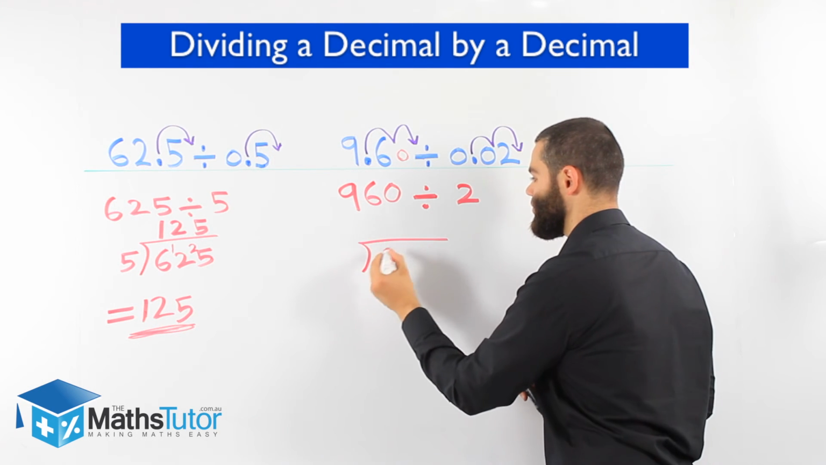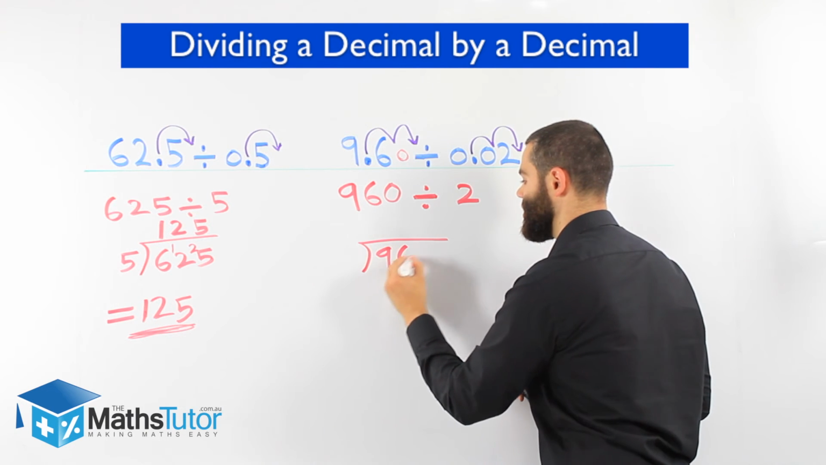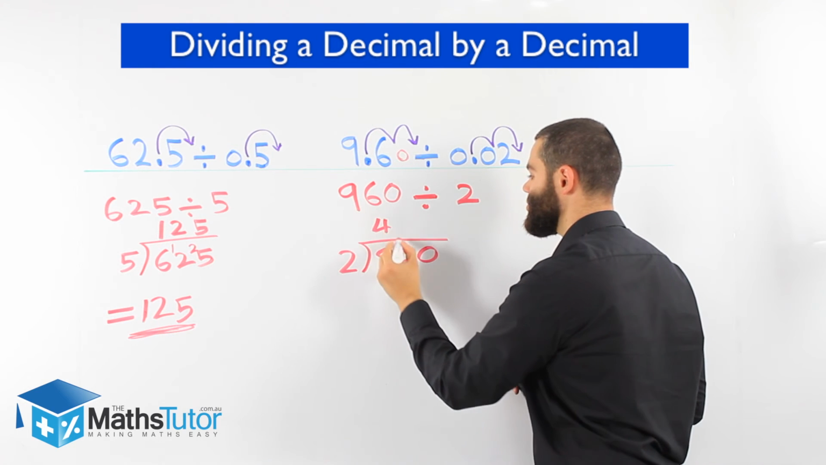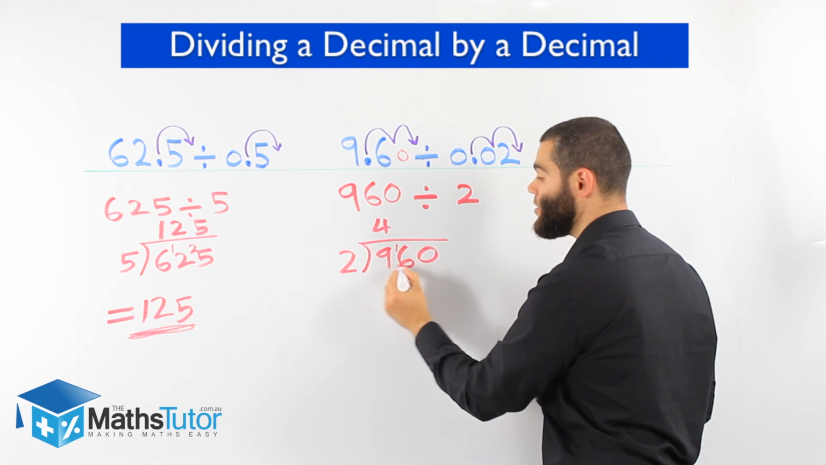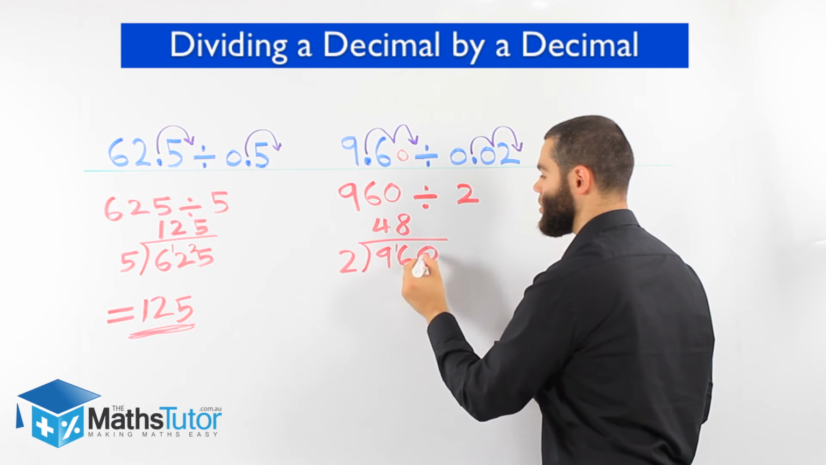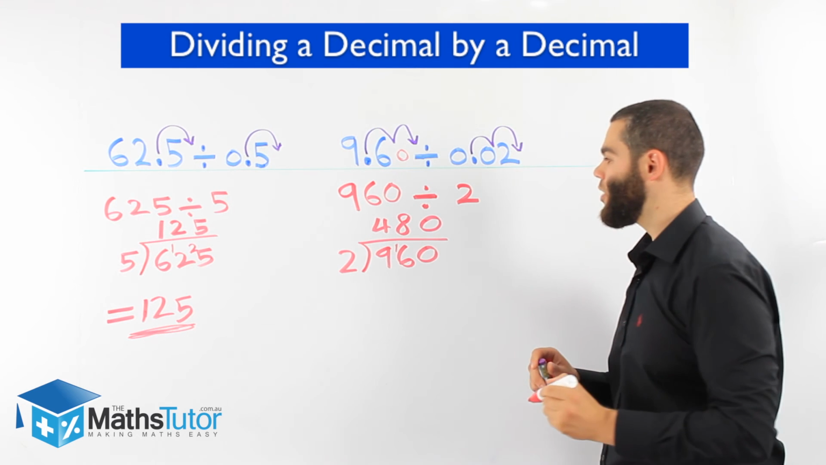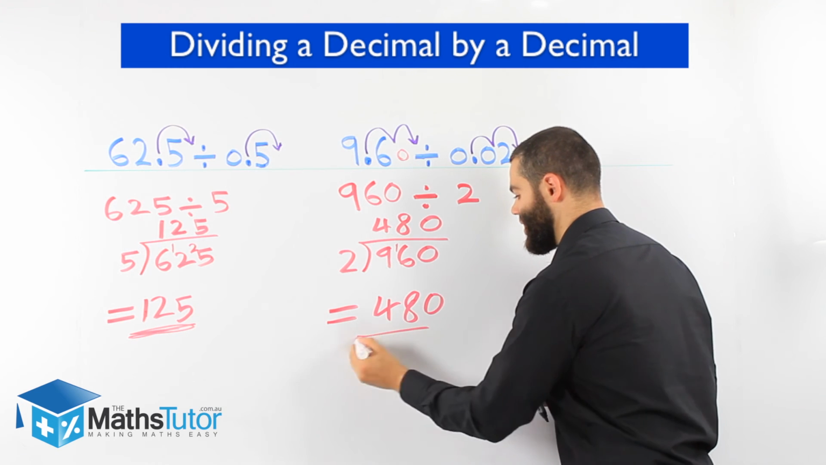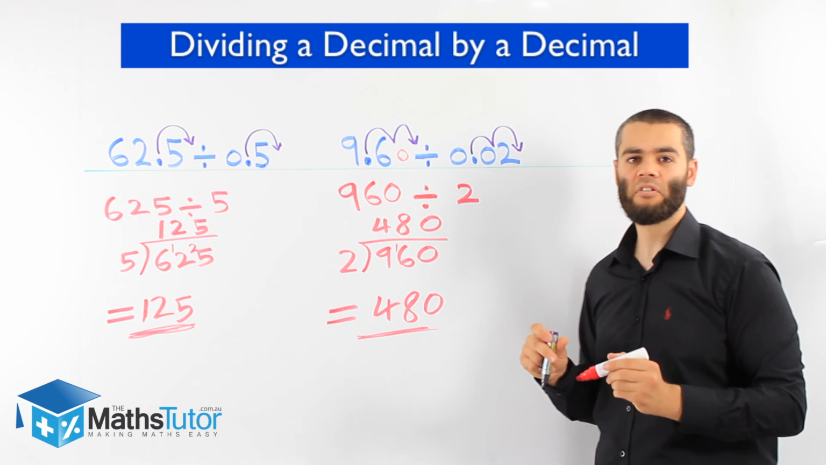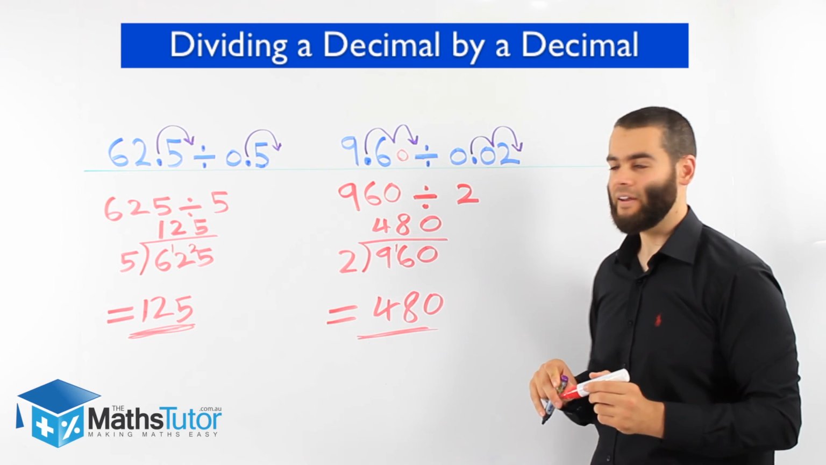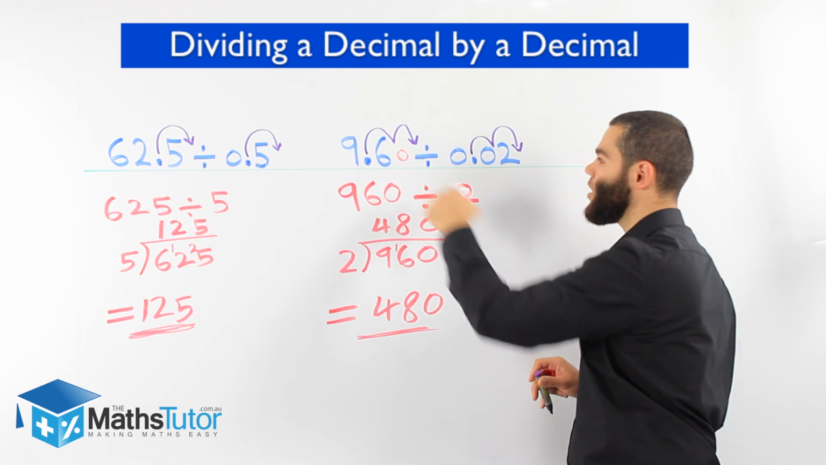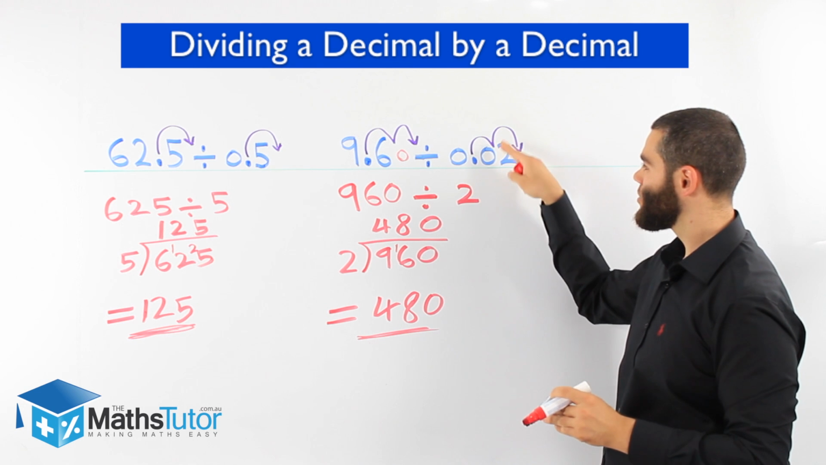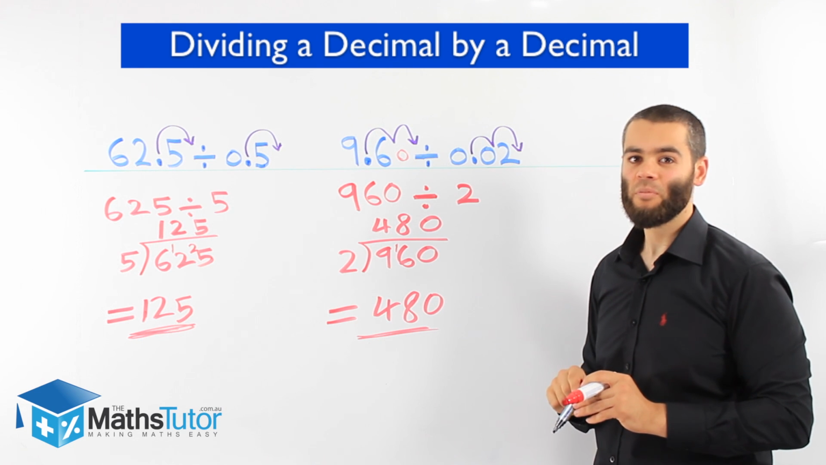Let's do it quickly. So we have 960 here, and we have our 2 there. 2 into 9 goes 4 times, remainder 1. 2 into 16 goes 8 times, and 2 into 0 is 0. So 480 is our answer. So 9.6 divided by 0.02 is 480, which means 0.02 goes into 9.6 480 times. So as you can see, it's a little trick that we got to do. This is how we divide decimals by decimals.